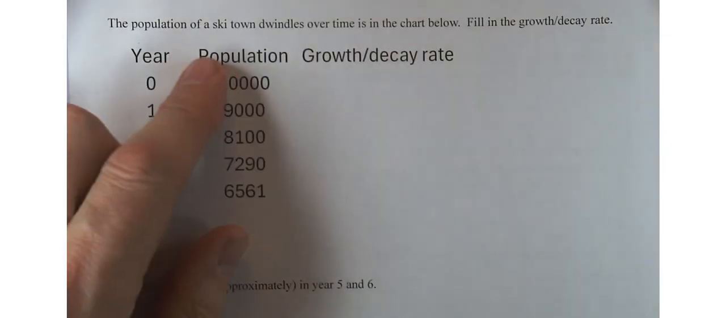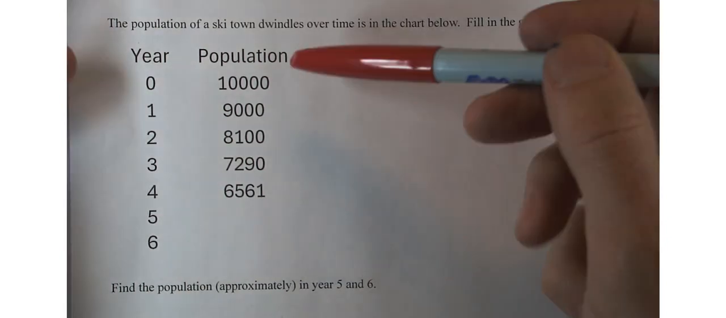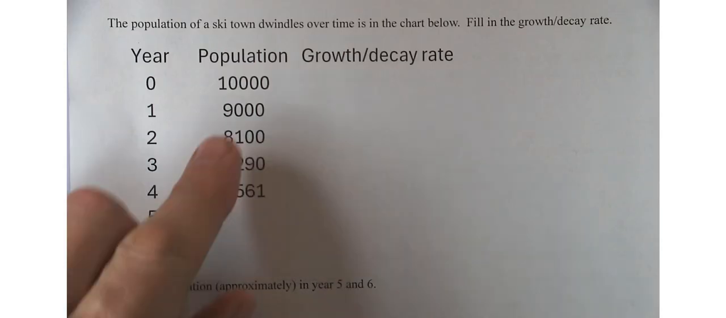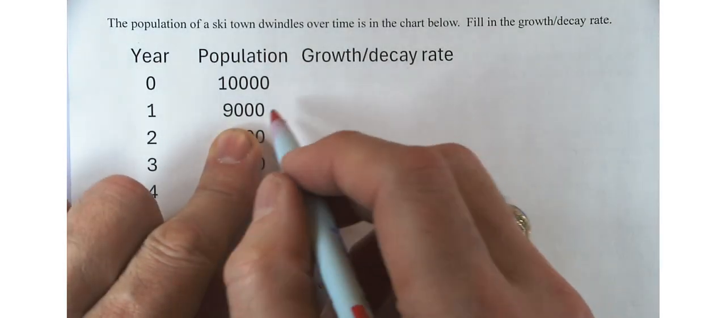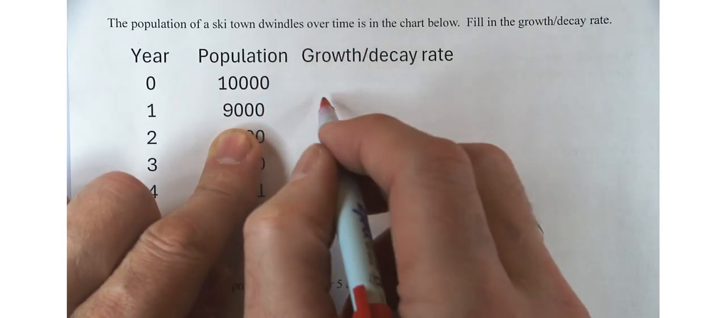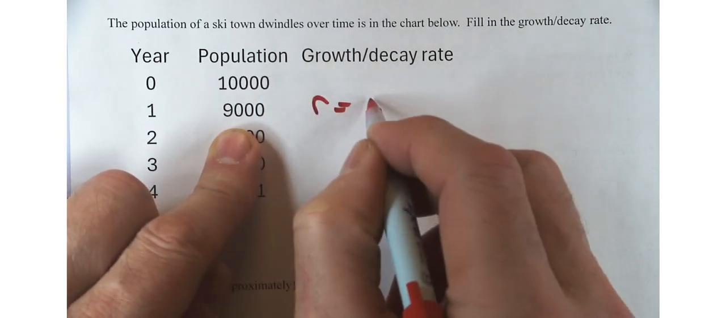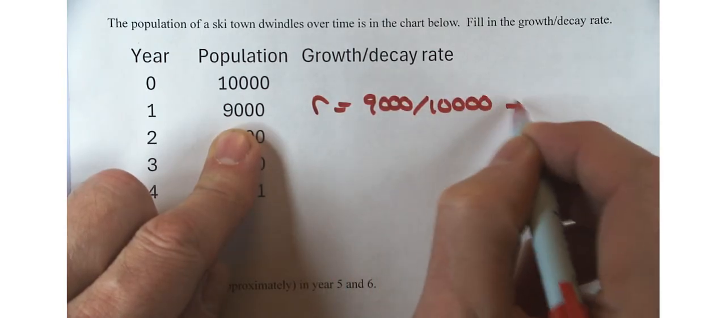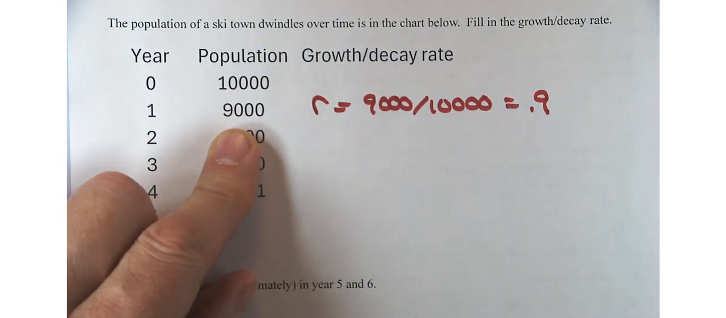So the population of a ski town appears like this over time, and you're asked to find the growth or decay rate. How are you going to do that? How are we going to find the growth rate or decay rate? One thing you could do would be look at this compared to this, the new one compared to the old one. So for instance, R in this case would be 9,000 divided by 10,000, which gives you 0.9.